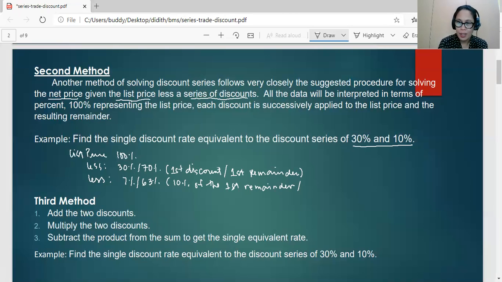And this 63% is the net price. So we subtract this 63% from 100%. So we have 37%. And this is now the single trade discount rate equivalent of this discount series. If you notice, we got the same answer as the previous method. So we made use of two different methods with the same example, and we come up with the same correct answer.